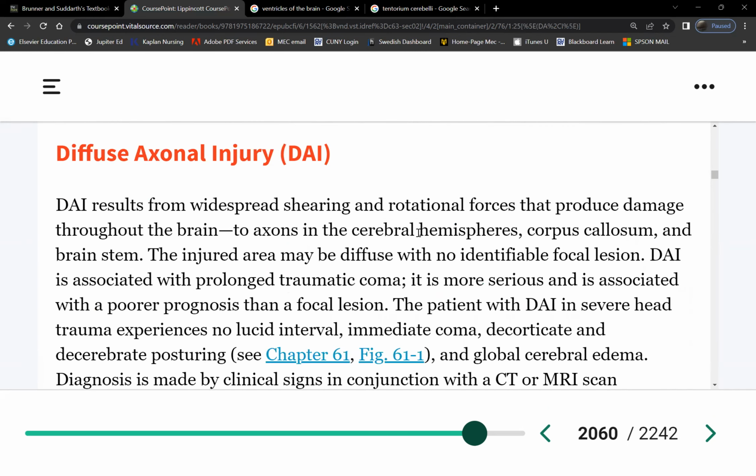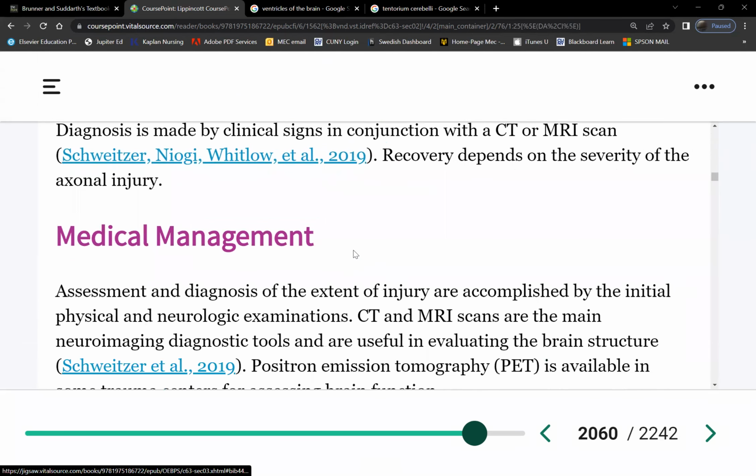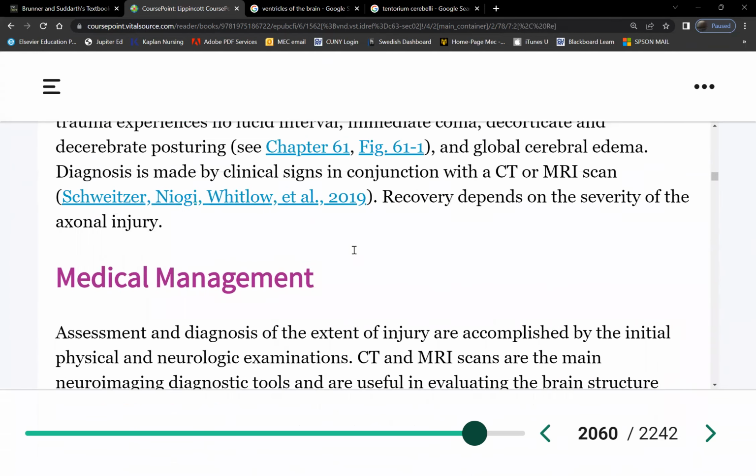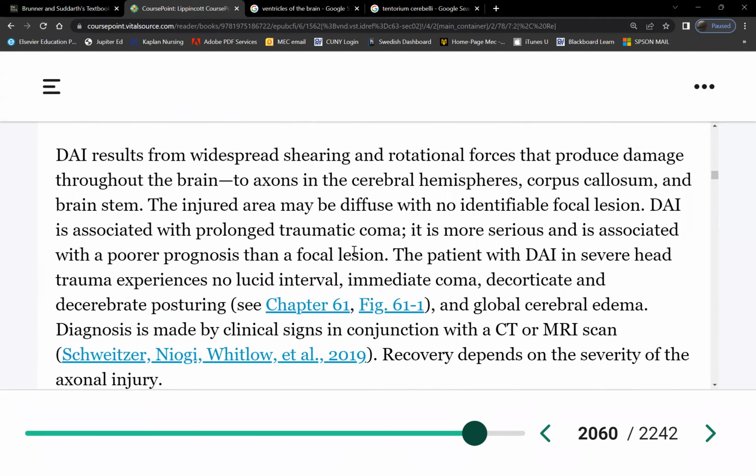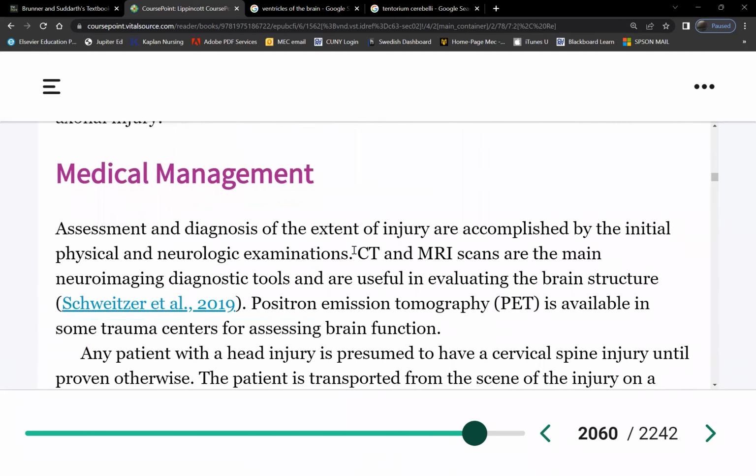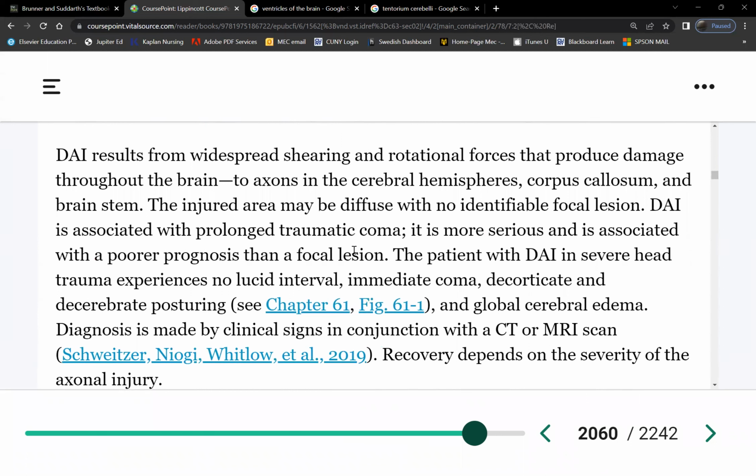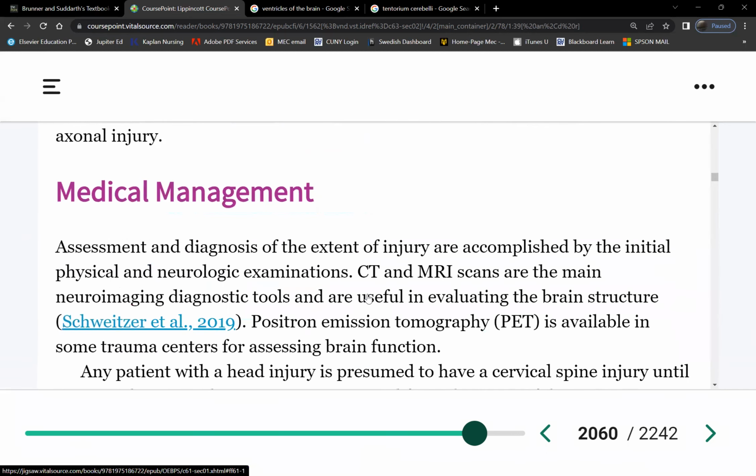We can skip diffuse axonal injury. What this means is, unlike a focal injury, meaning it's found in only one section of the brain, if it's diffuse, it's everywhere. That's for the doctor. We're not going to look at a CAT scan or an MRI, right? No, we're not. So you'll just see these described in the notes. The doctor will say there are focal injuries or there's a diffuse injury.